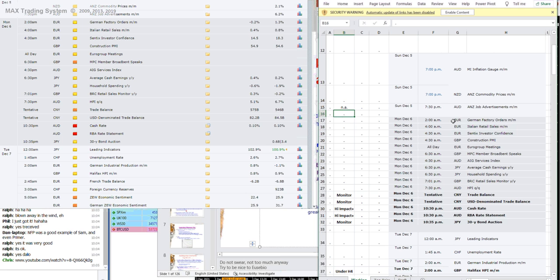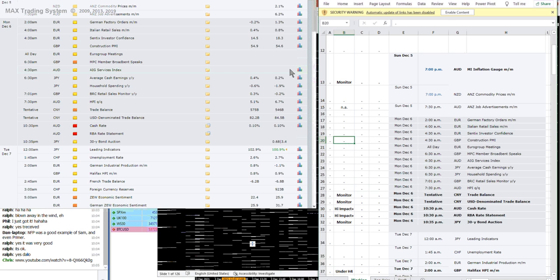So on Sunday, I will monitor the Aussie MI inflation gauge month over month. On Monday, we have the pound construction PMI under H4. I have checked all the talk by the central bank, so nothing interesting. So we do not need to waste time to check. Then I will monitor the Chinese trade balance and USD denominated trade balance.